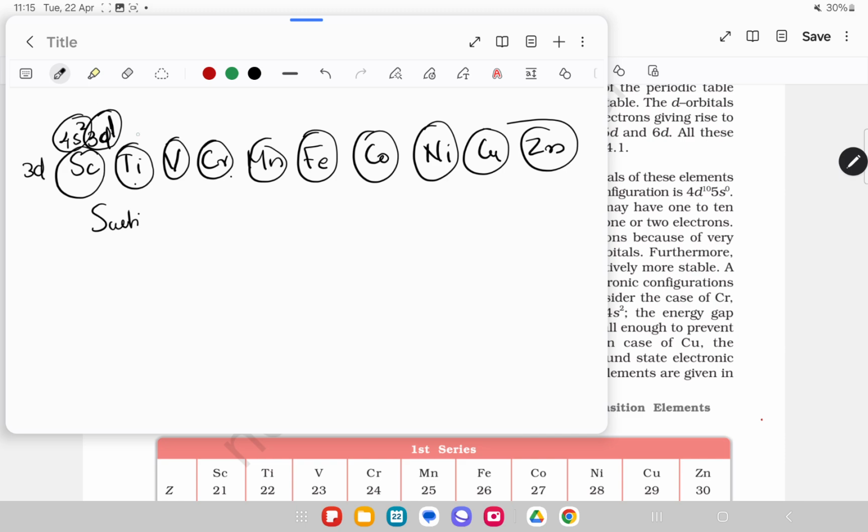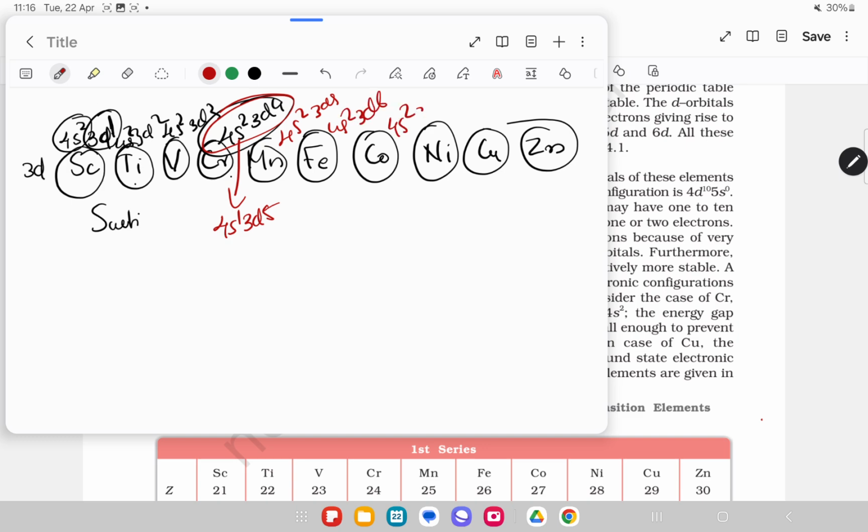Starting from 3d1, it will be 3d2, 4s2 will already be there, 4s2 3d3, 4s2 3d4, but due to the half filled stability, it will be 4s1 3d5. That should be noted. Again 4s2 3d5, 4s2 3d6, 4s2 3d7, 4s2 3d8, 4s2 3d9, but again due to the filled stability, it is 4s1 3d10, because of the fulfilled stability of d10. Now again this one will be 4s2 3d10.